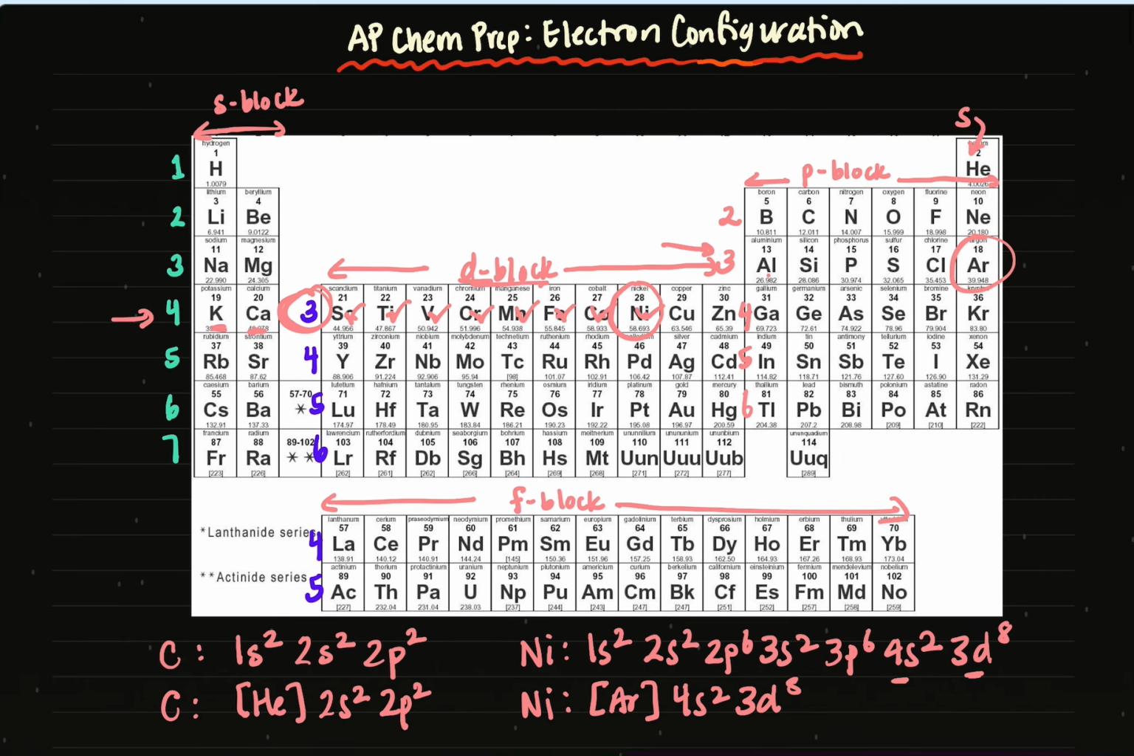Now, this block method is also really handy for ions, so it's a great strategy to use for electron configuration.